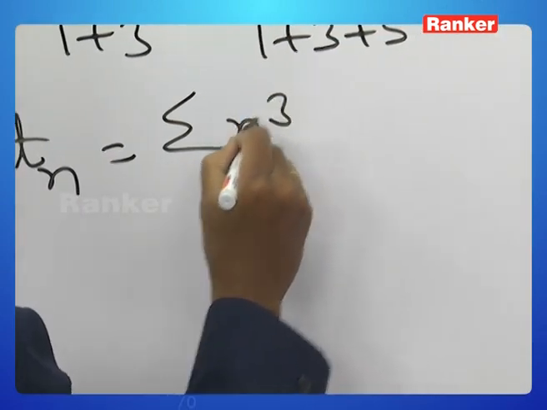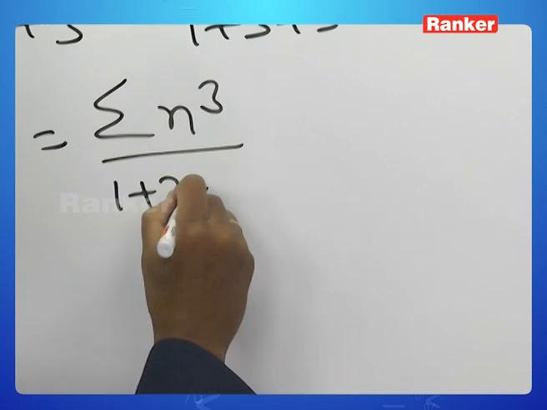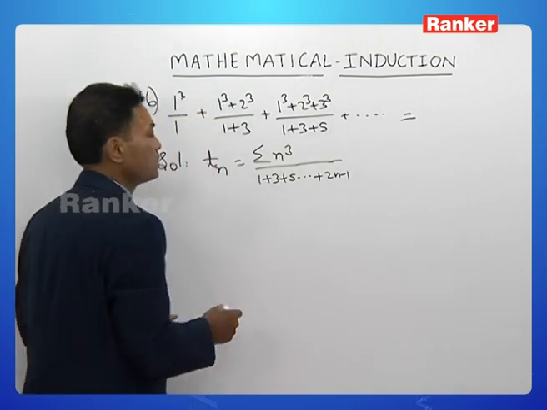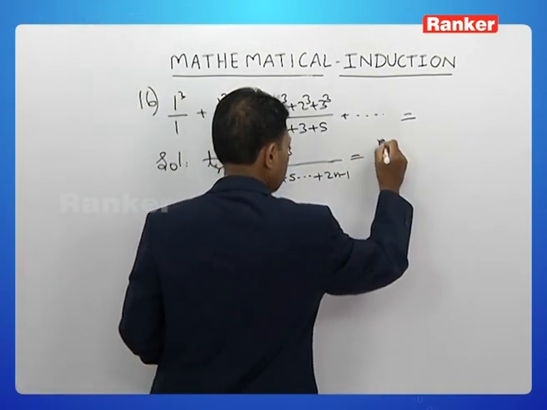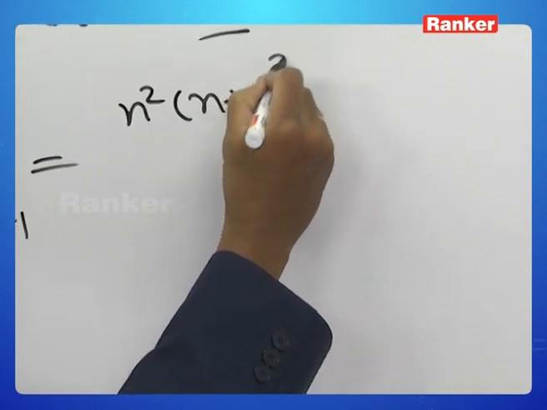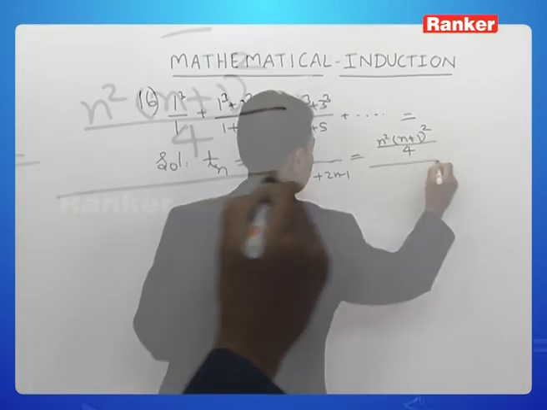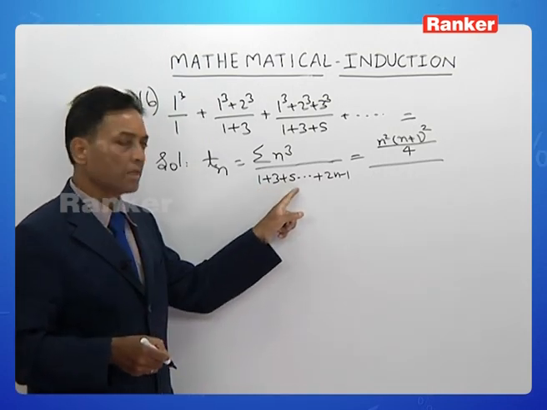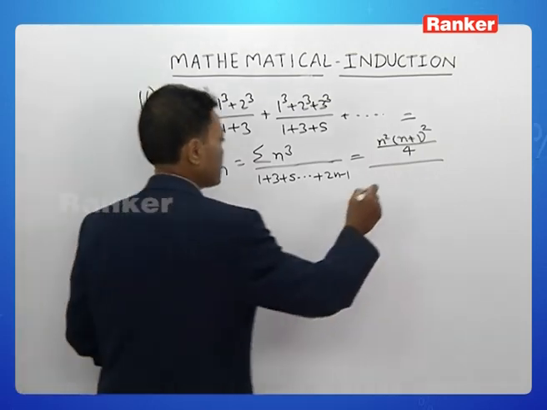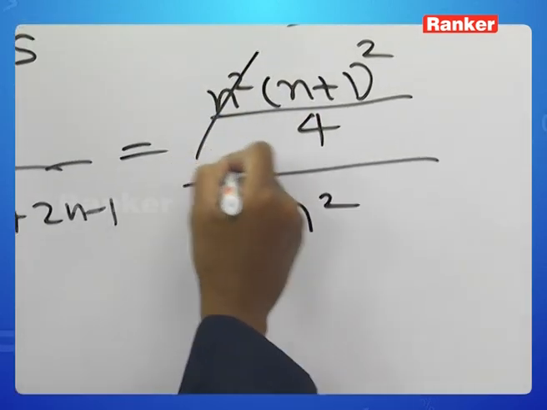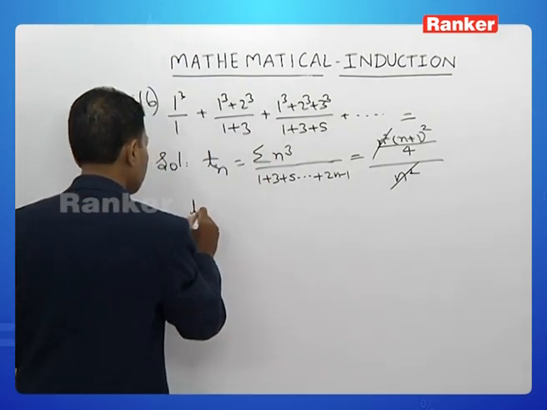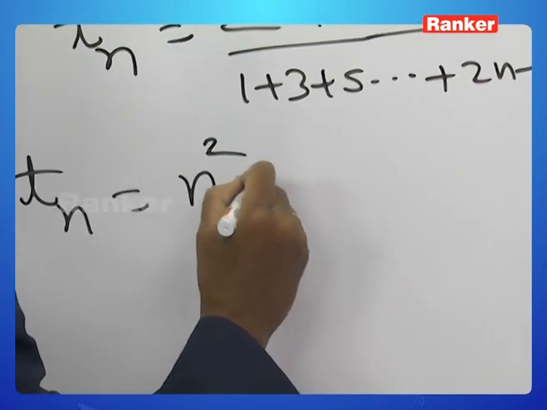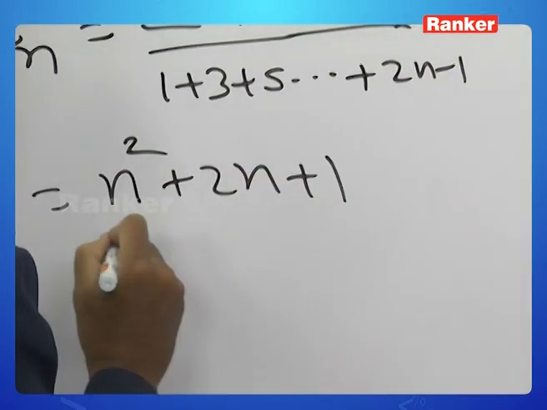Sigma n cube by 1 plus 3 plus 5 up to sum of odd numbers. What is sigma n cube? Yes, n square into n plus 1 the whole square by 4 by sigma 2n minus 1. This is 1, this is 4, this is 9. So nothing but n square. Yes, n square. Now let us get cancel this n square. So what is your nth term? N plus 1 whole square, n square 2n plus 1 by 4.